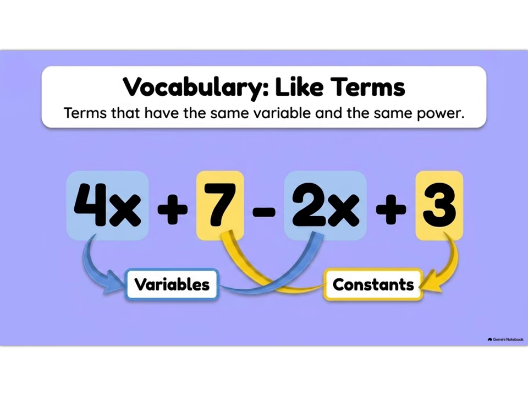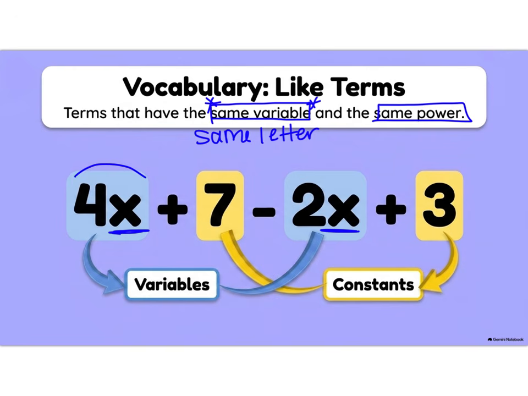Okay, so first we're going to talk about like terms. Like terms are terms that have the same variable and the same power. But mostly for this unit, this semester, we're going to focus on same variable, okay? Which means that they have the same letter. While the second one is true, we won't actually need to do any problems like that until next semester. So we're focused on the same letter. Okay, so things that have variables, so these x's are both variables.